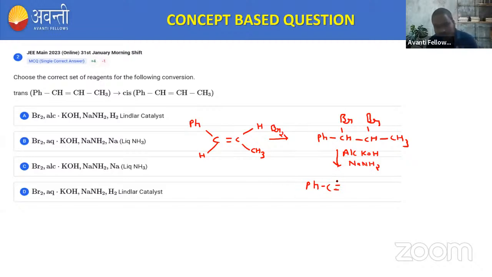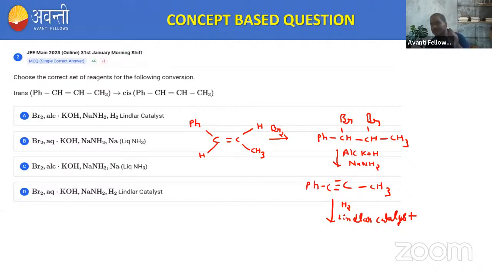Can anyone tell me? Triple bond, beta, right? C triple bond C, and this is CH3. So what byproduct is removed from here? 2 KBr, and H2O is also removed. So we'll get this. Now, when this is treated with Lindlar catalyst, always remember, beta, whenever they are treated with Lindlar catalyst, you'll get the cis.